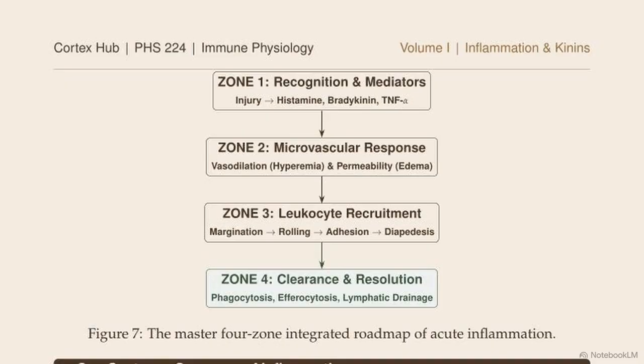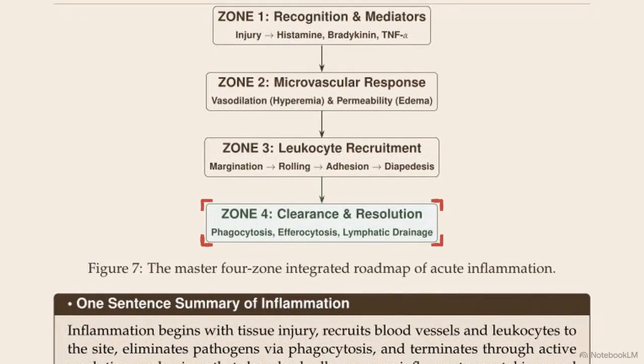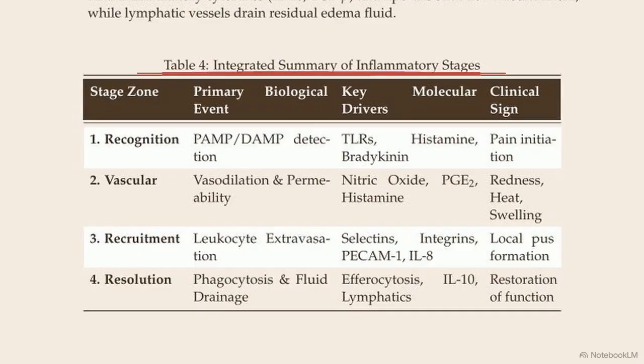This roadmap visualizes the complete inflammatory sequence. It tracks the reaction from the initial detection of danger in Zone 1, down through the microvascular and cellular cascades, to the active resolution in Zone 4. This table maps the clinical signs directly back to their physiological origins.